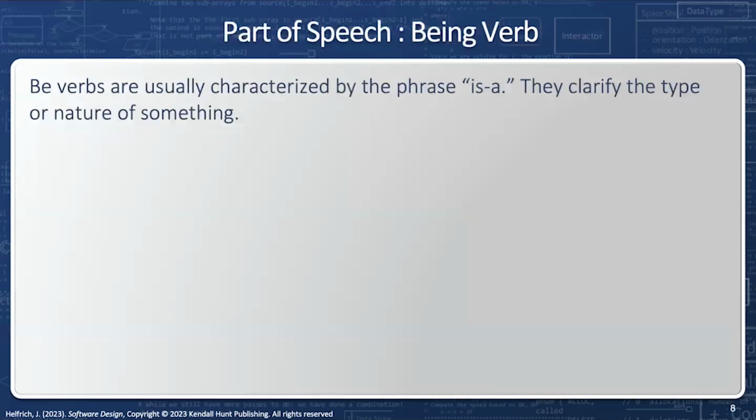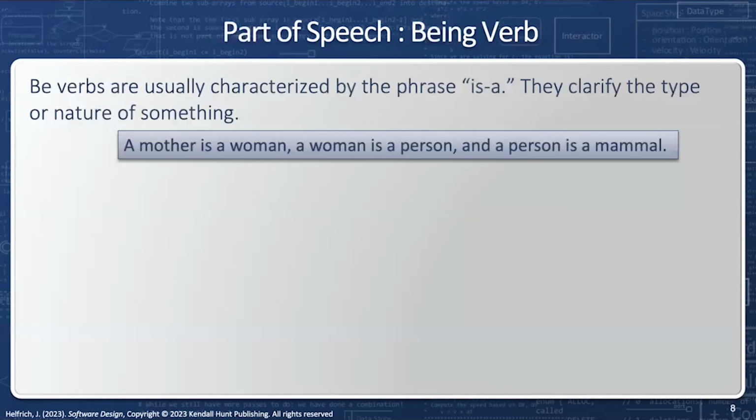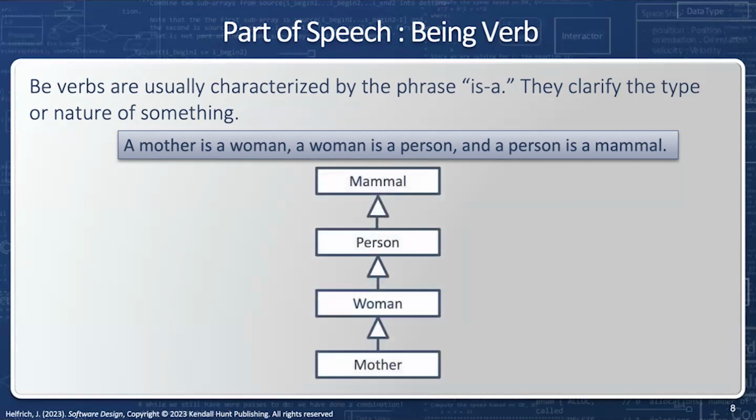Now, being verbs are usually characterized by the phrase "is a." They clarify the type or nature of something. For an example, a mother is a woman is a person is a mammal. So we have the "is a" going on here. So this is going to be inheritance. And so I'm going to have a mammal as my base class, person is a derived class, woman is a derived class, and mother is a derived class from that. And so I have this whole chain derived just from a single sentence through the "is a" keyword.